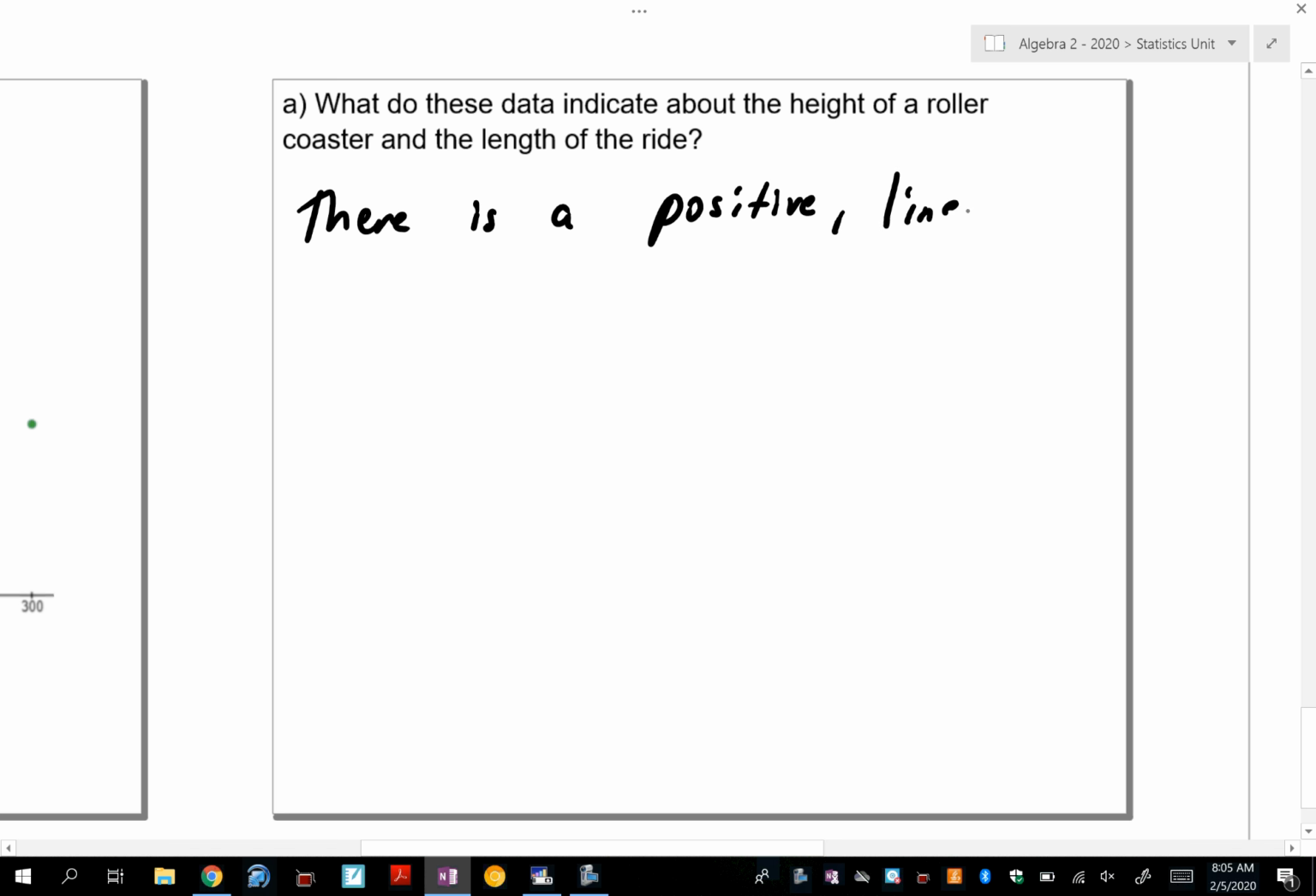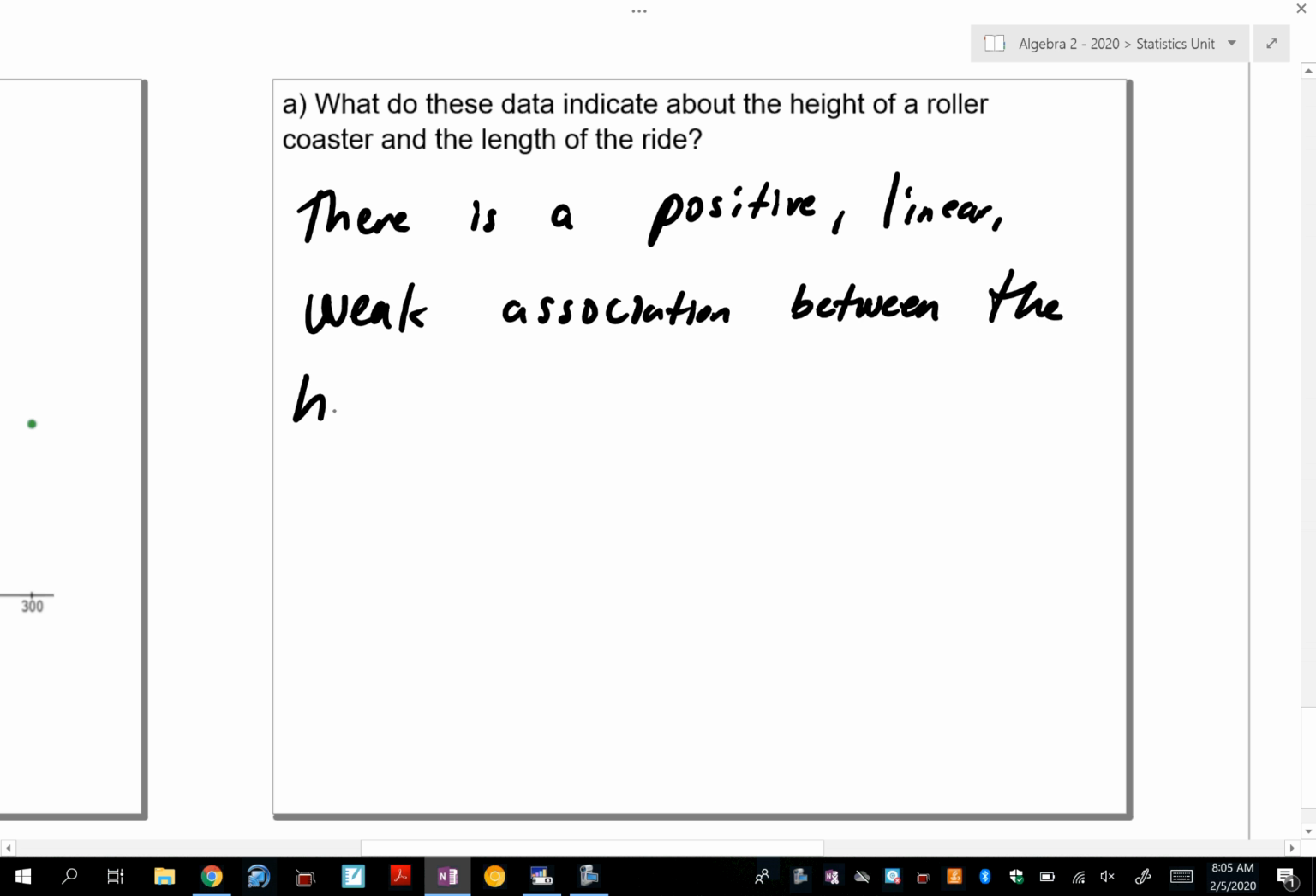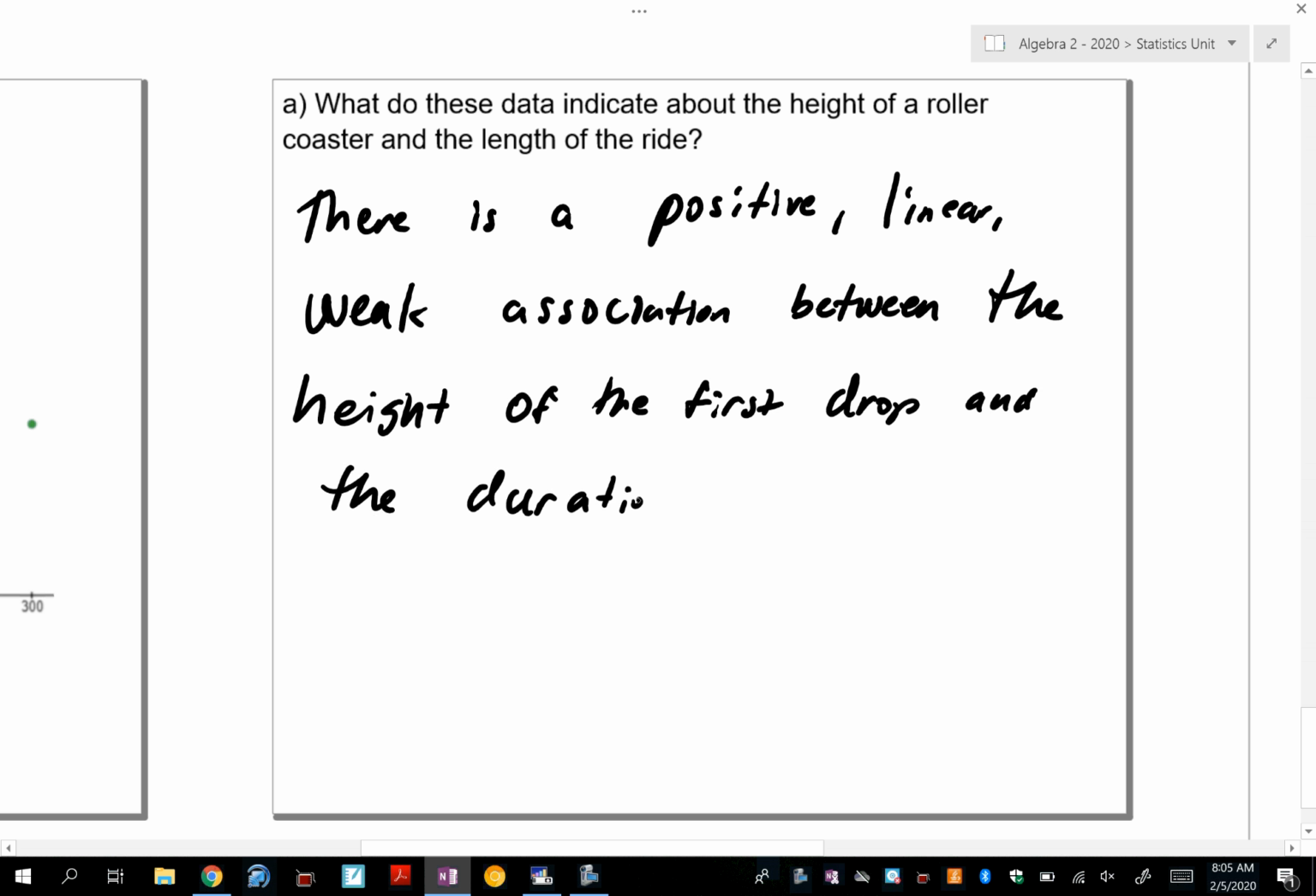Positive. I think linear, weak association between the height of the first drop and the duration of the ride.